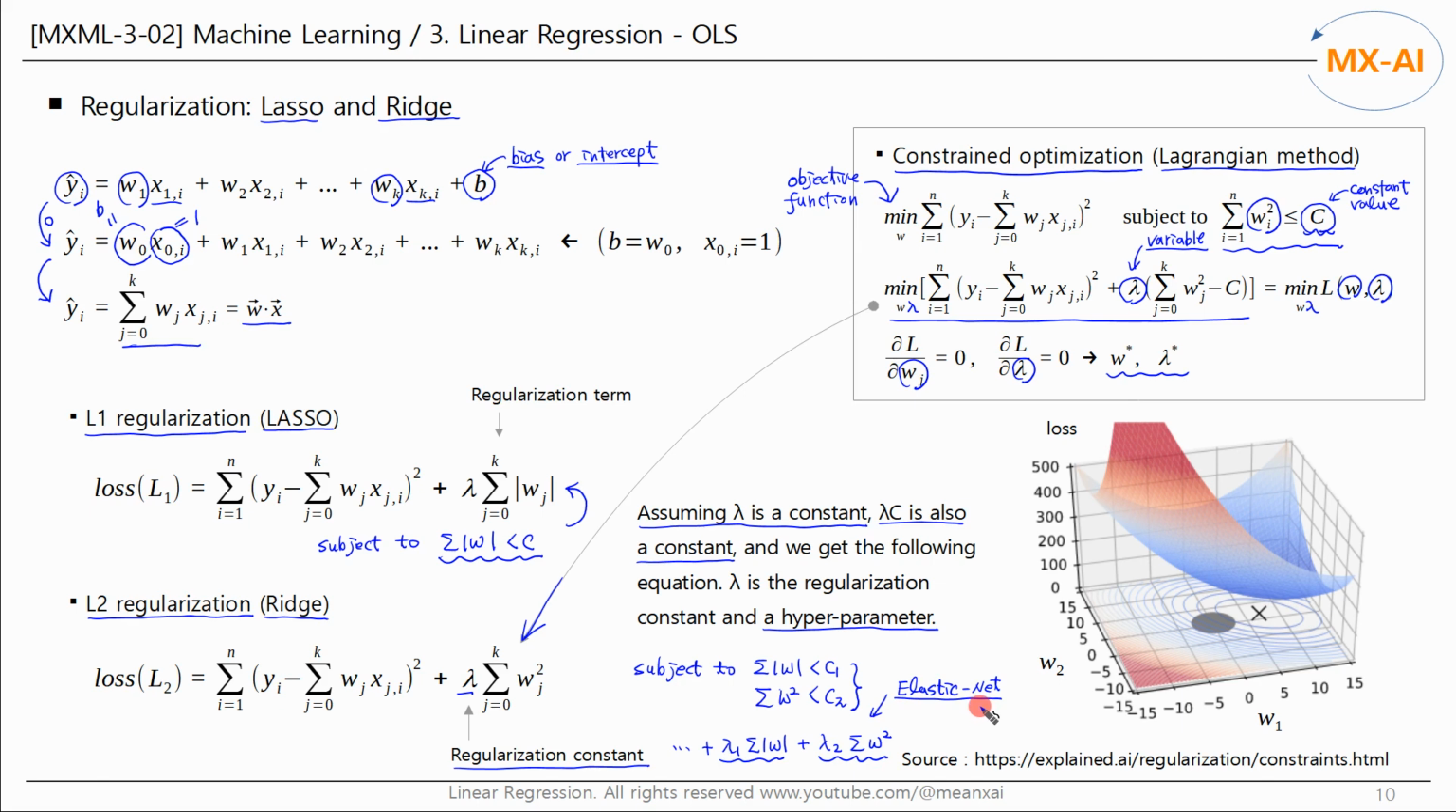Now let's look at the effect of regularization graphically. There are parameters W1 and W2, and the loss function looks like this. This location is where the loss function is minimal. At this location, let's say W1 and W2 are 7 and 6 respectively. When regularization is applied, the optimal solution will be at this location. Let's say W1 and W2 at this location are 3 and 5.5.